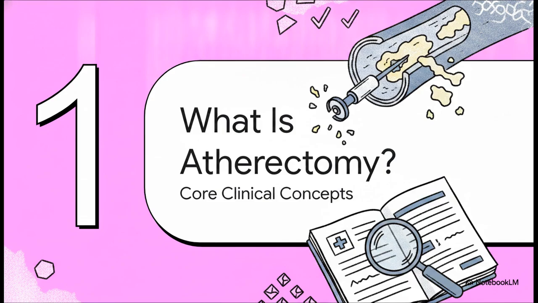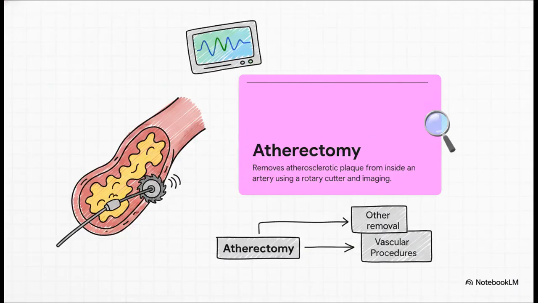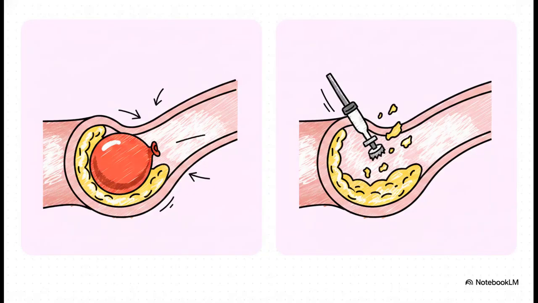What is atherectomy? Let's cover the core clinical concepts. Okay, so at its core, an atherectomy is a procedure used to physically remove atherosclerotic plaque, that fatty buildup, from inside an artery. Basically, a physician inserts a special catheter fitted with a rotary cutter, and they carefully guide it through the artery using real-time imaging. Now, the key phrase here is that it physically removes the plaque. That core clinical concept is the absolute foundation of why this procedure requires entirely different coding pathways from, say, other vascular procedures. And this really brilliantly illustrates the macro difference you have to keep in mind.